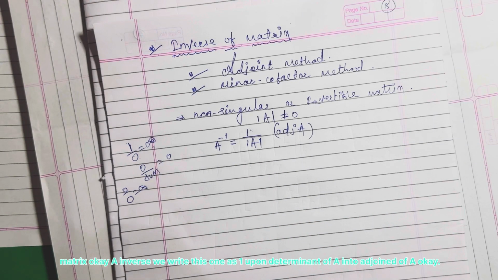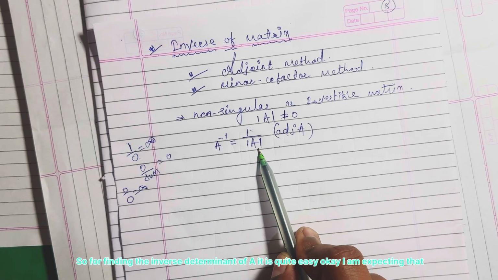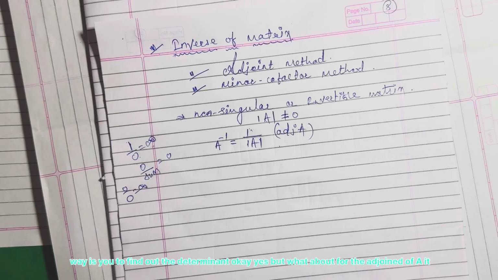So for finding the inverse, the determinant of A is quite easy. I expect that you are all good at finding the determinant of 2 by 2, 3 by 3 or any order of matrix. It is much easier to find the determinant. But what about the adjoint of A? It looks like a new concept, but mostly it is not new.